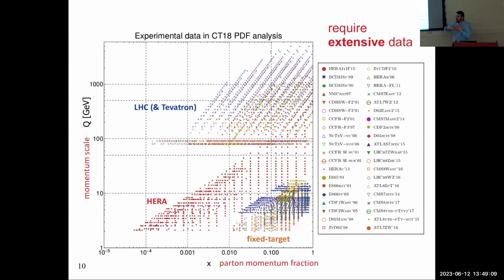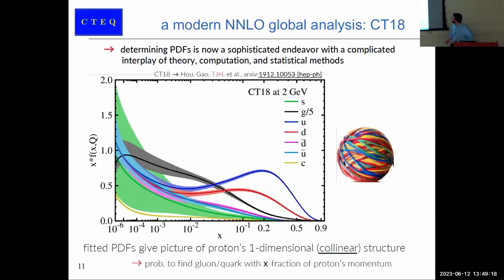So the question is, if I have all of this information from experiments, how exactly do I really try to extract the PDFs from them? That's what I'll get to in just a moment. So a modern global analysis emerges from a fit of all of this hadronic data, as I just mentioned a moment ago.